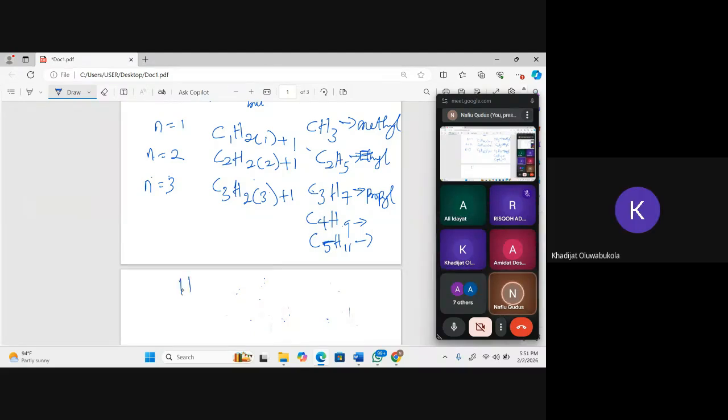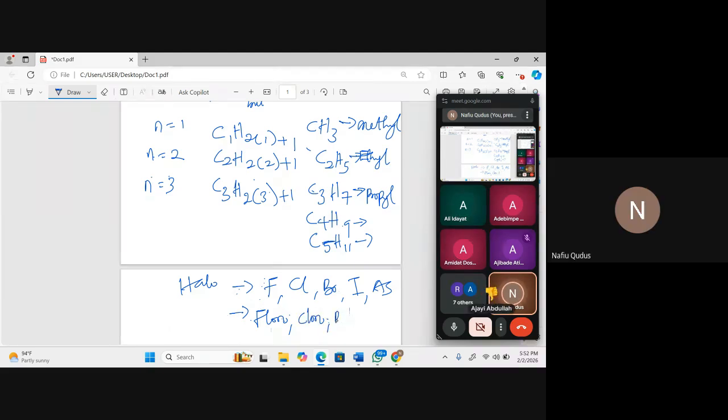So what are those halo groups? We have fluorine, chlorine, bromine, iodine, and astatine. For the halo groups, when we find them as a substituent, we call fluorine fluoro. Chlorine is called chloro. Bromine is called bromo. What do we call iodine?